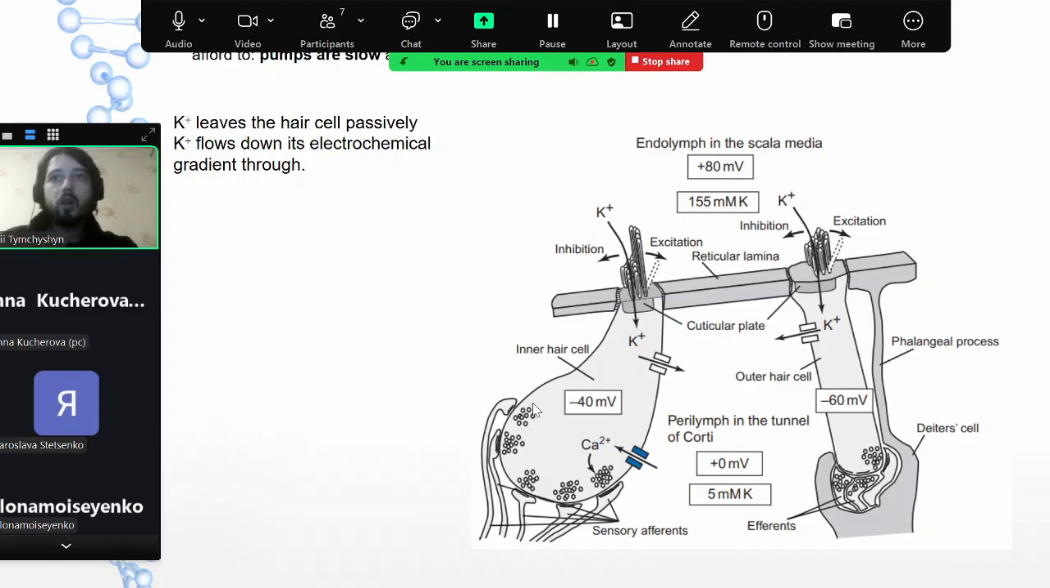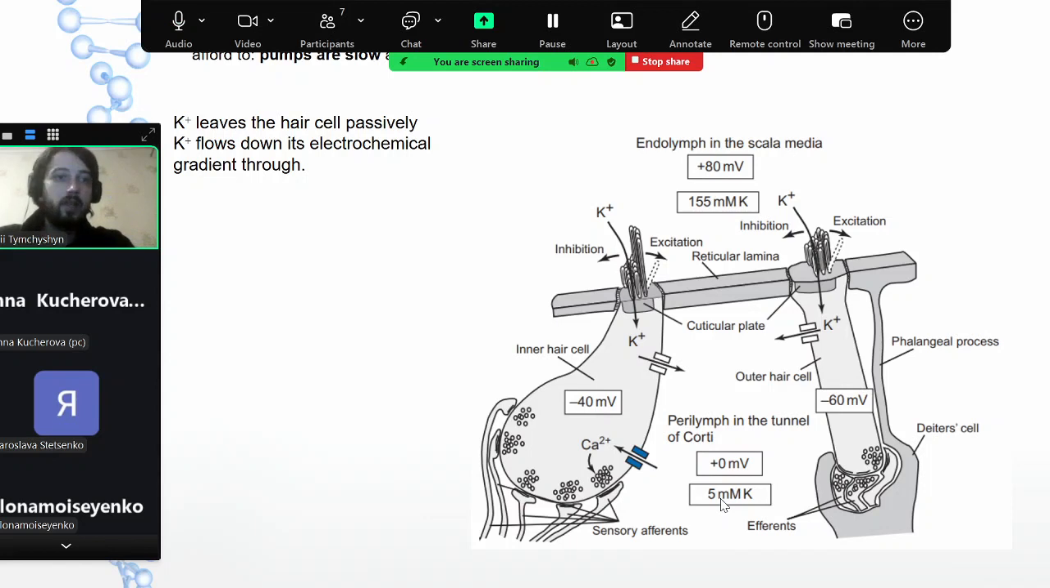Now we need somehow to get back to our initial state. These channels are closed, and the other channels that are connected to the perilymph in the tunnel of Corti are opened. And here we have very low potassium. So the potassium from the inside of the cell starts getting out of the cell pretty quickly. That's quicker than pumping it with all those pumps.